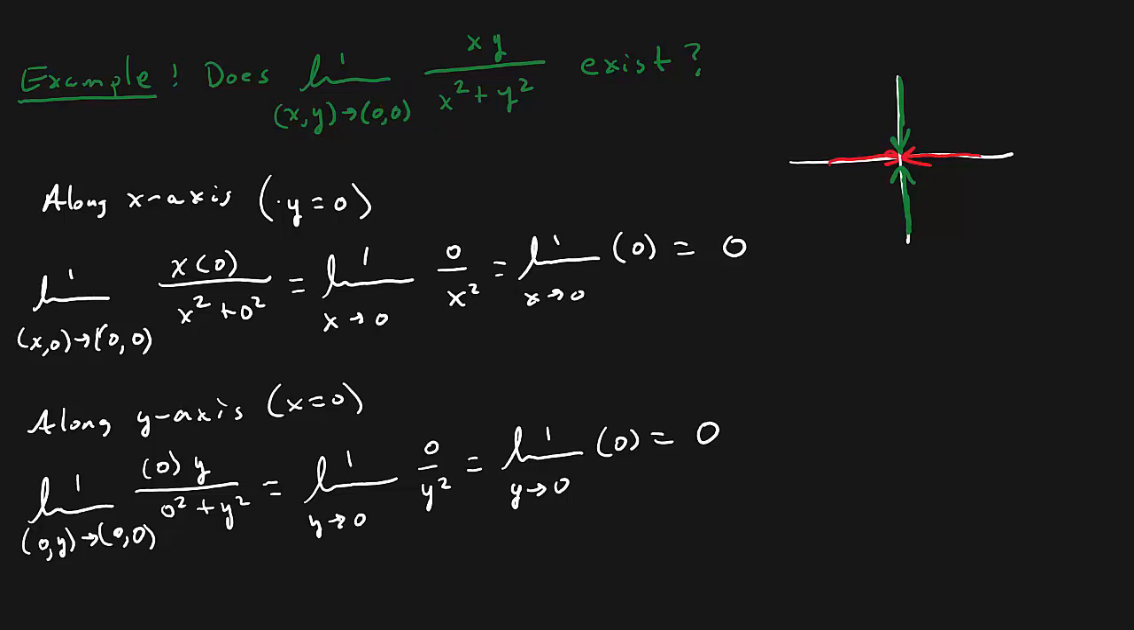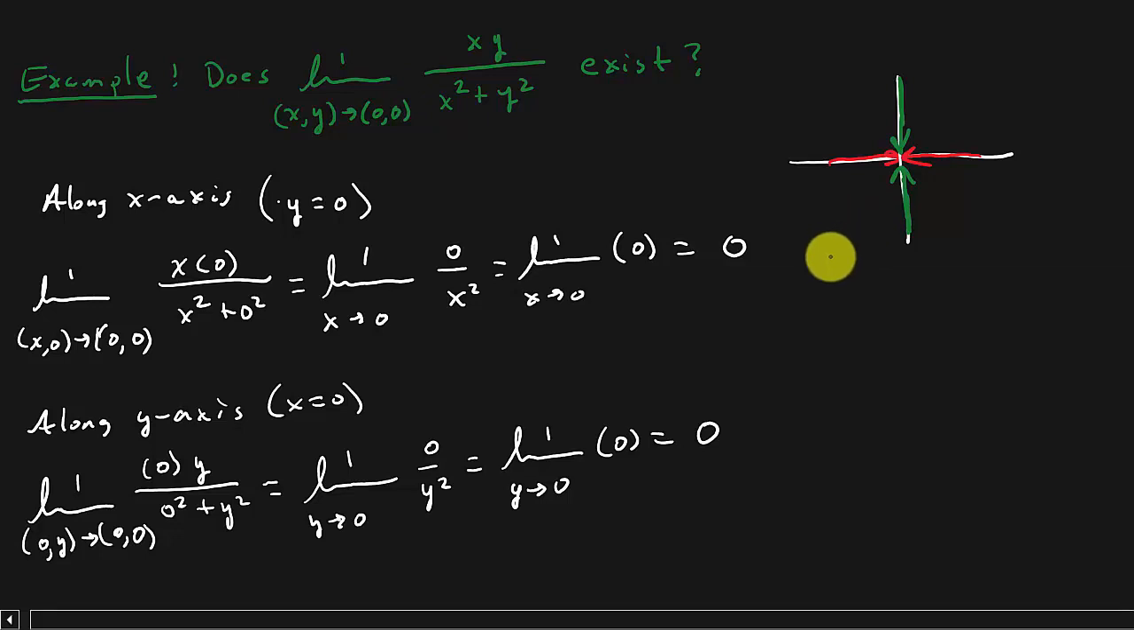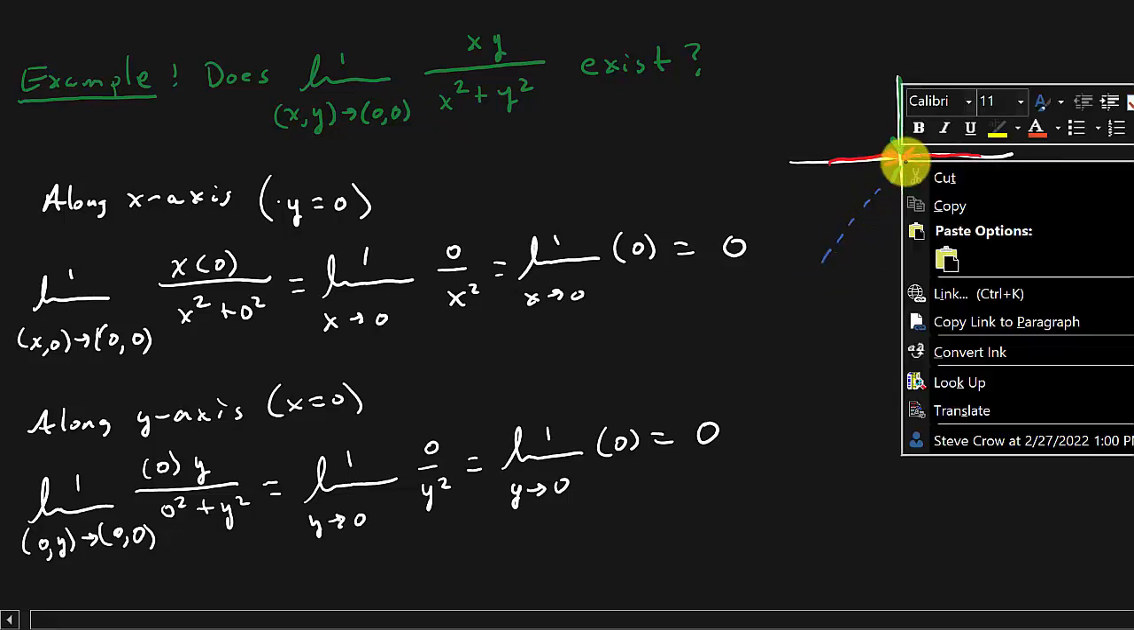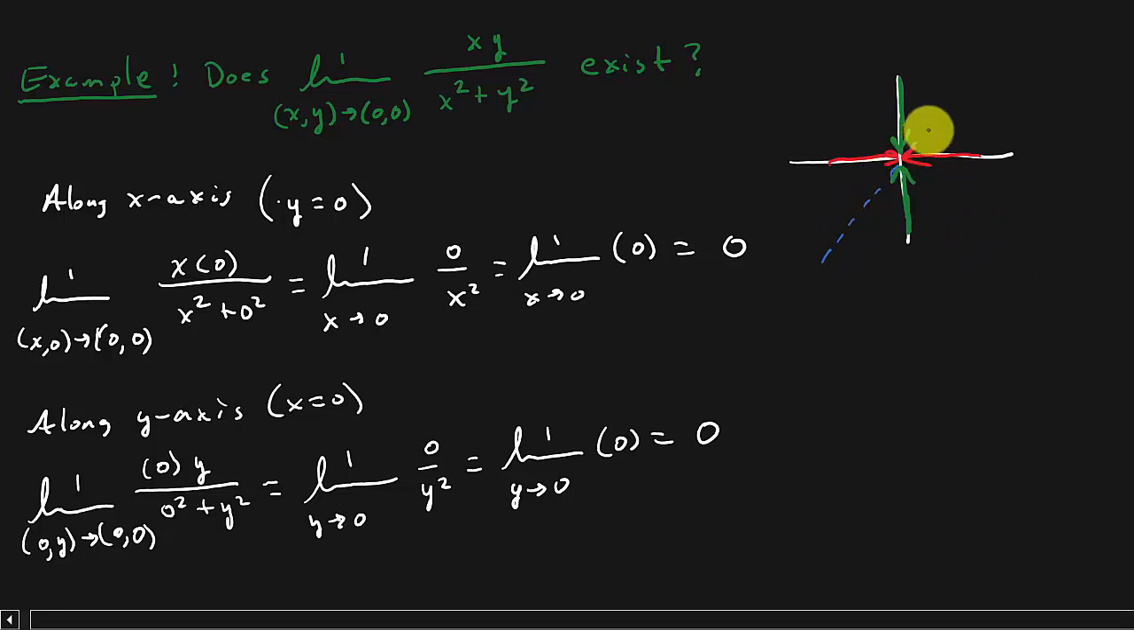So now, let's look at this. Let's look at the line. Let's look at the line y equals x. And let's come in from that line, from the line y equals x. All right.